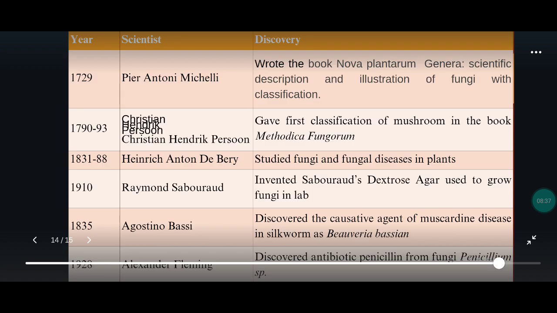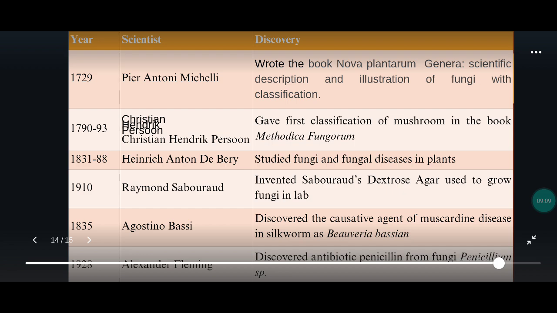Major contributions made in mycology are: in 1729, Pier Antonio Micheli wrote the book Nova Plantarum Genera, in which he gave scientific descriptions and illustrations of fungi with classifications. In 1790 to 93, Christiaan Hendrik Persoon gave the first classification for mushrooms in the book named Methodica Fungorum. In 1831 to 1888, Heinrich Anton de Bary studied fungi and fungal diseases in plants.